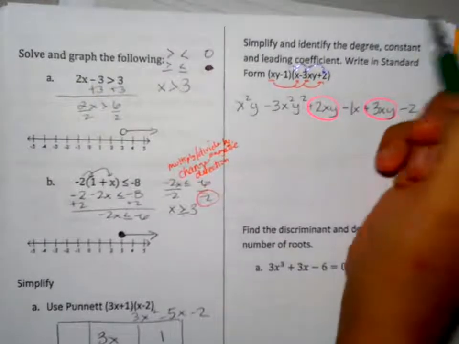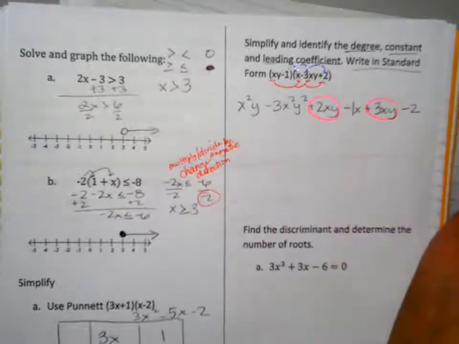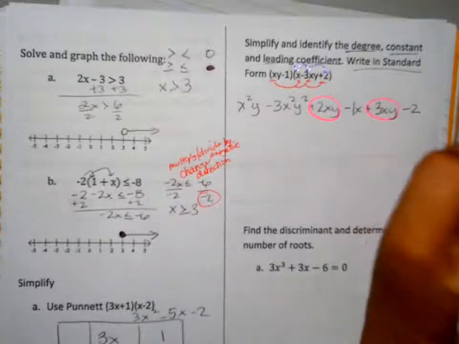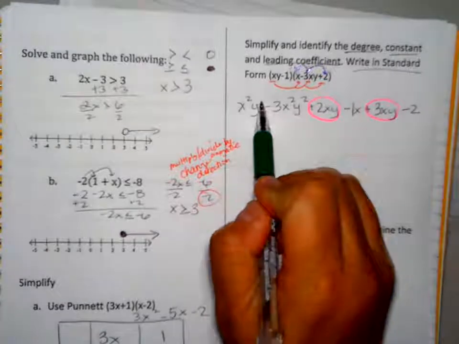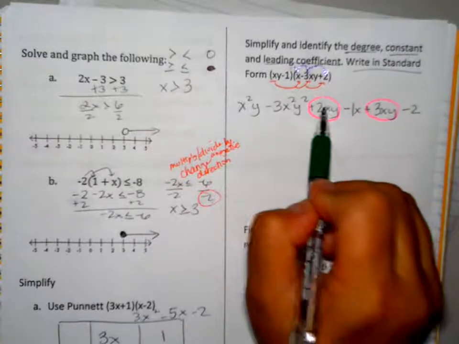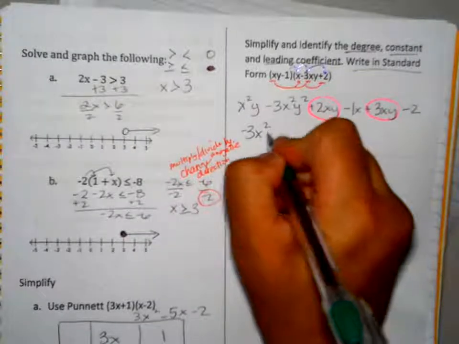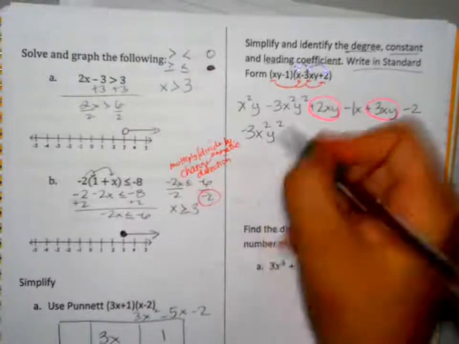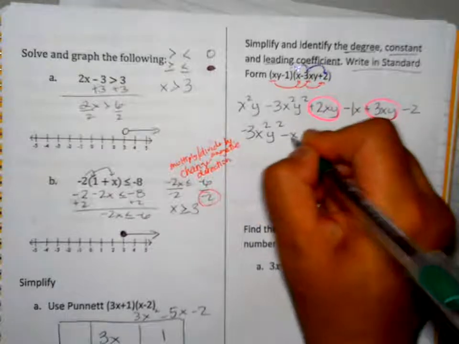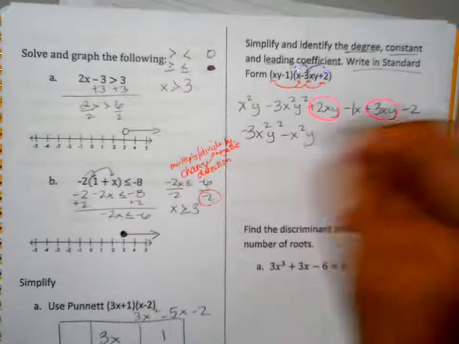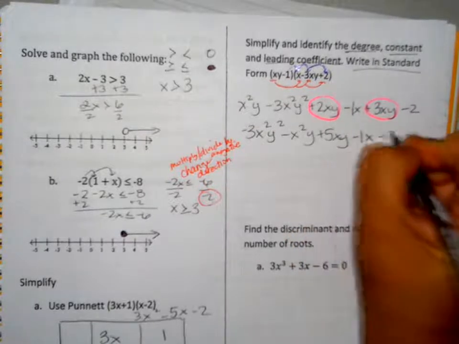I need my degree, my constant, my leading coefficient, and I need to write it in standard form. So highest exponent first. Which term has the highest exponent? Well, this guy right here has 3, since 2 plus 1 is 3. This guy right here's got 4, then 2, 1, 2, none. Here's my highest one. Okay, I know my degree is going to be 4, but let's just put this in standard form. So we're going to go minus x squared y. I'm going to combine these two, plus 5xy minus 1x minus 2.